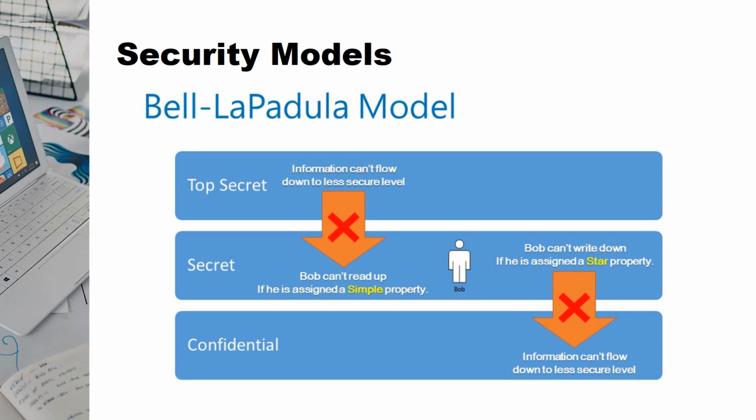The diagram on the screen is explaining what I've been explaining during the previous slides. You can see that information can't flow down to a less secure level. So Bob in the middle can't read up if he's assigned the simple property. Bob can't write down if he's assigned the star property. Information can't flow down to a less secure level.